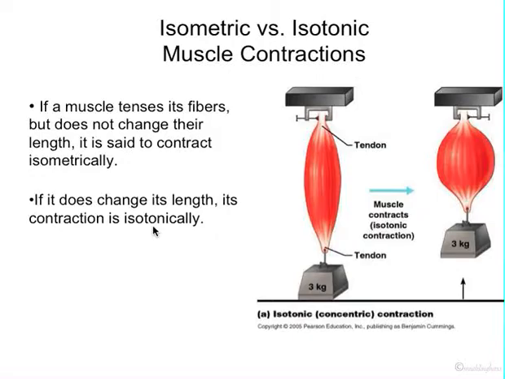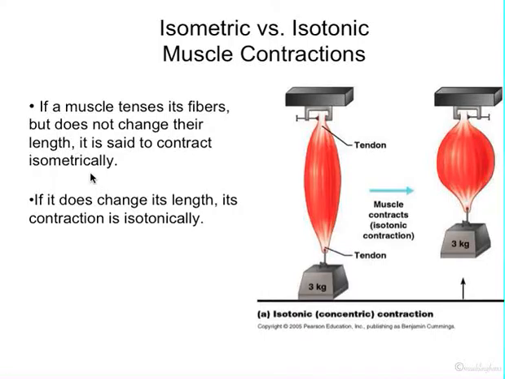We can pull the weight up. When we pull the weight up, that actually is known as an isotonic concentric contraction. When we let the weight back down again, the muscle also changes, so it's still an isotonic contraction, but then it's known as an eccentric contraction. Not a concentric, an eccentric.